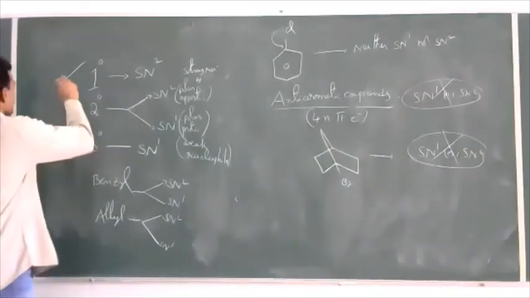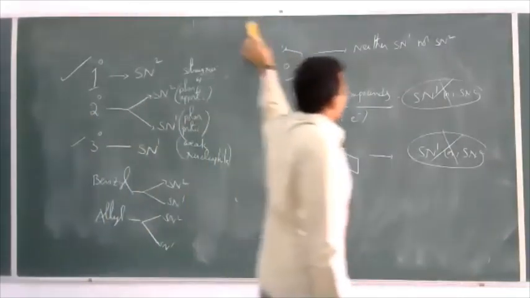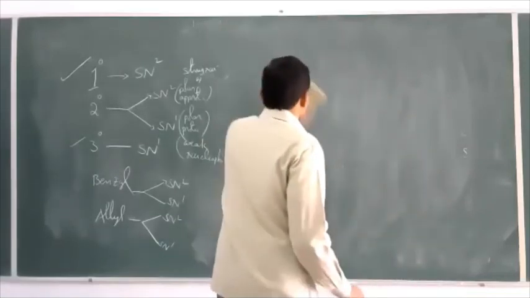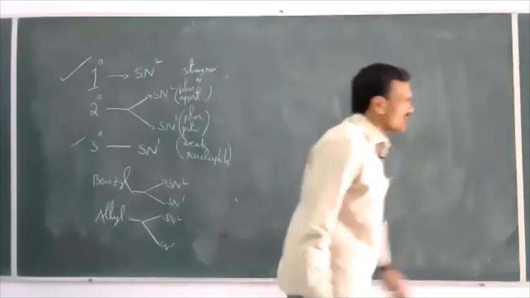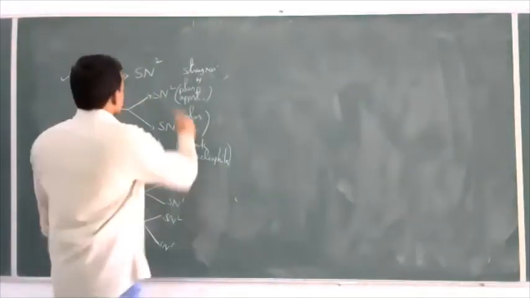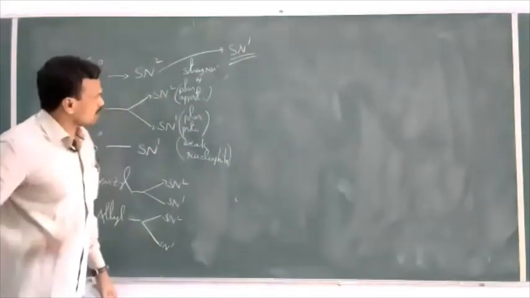And one more condition I told you. In case of primary haloalkanes, if alpha carbon is bonded to a heteroatom, or if beta carbon has a double bond, then it prefers SN1 also. This prefers SN1 in one particular case. Let us see what that case is.